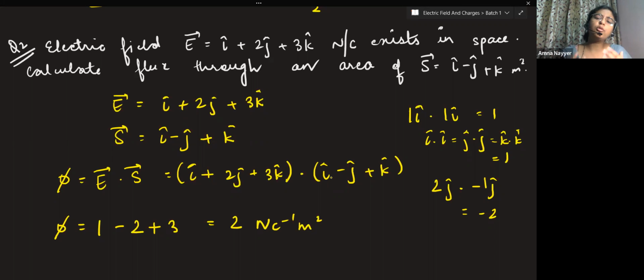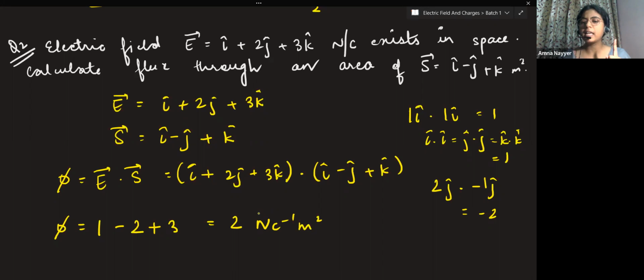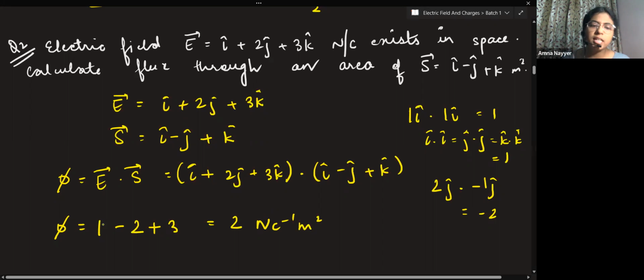So all the time you will be multiplying I cap with I cap, J cap with J cap, K cap with K cap. You will be getting 1 only. So how do we calculate? We just take the coefficient of the like terms and multiply. If 1 is the coefficient of I cap from electric field and 1 is the coefficient of I cap from surface area as well, 1 multiplied by 1 will give you 1. That's why I have written this one.